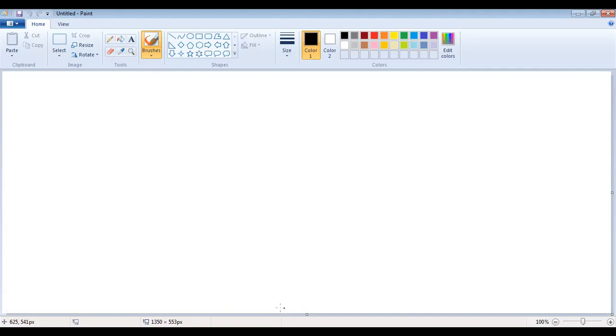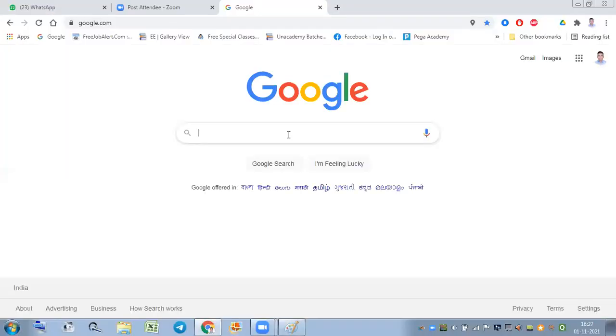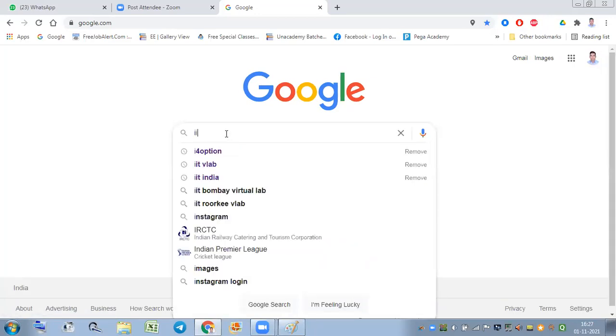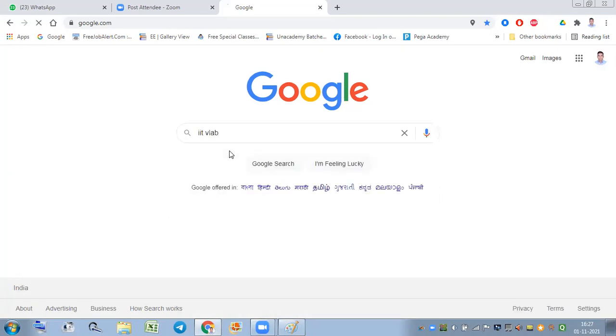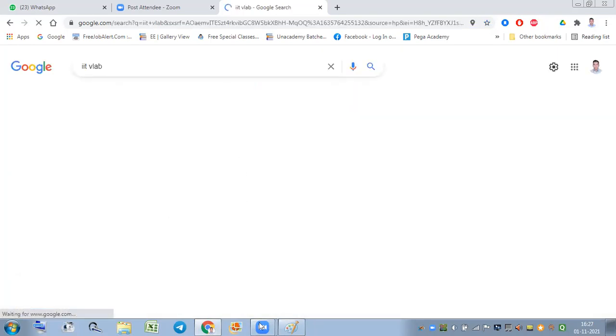First you should go to Google. In Google, just write IIT virtual lab. Now we are coming.